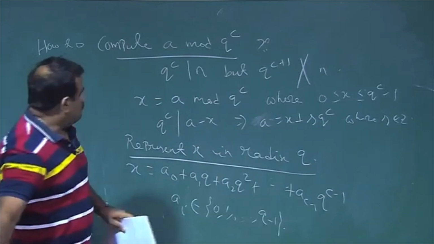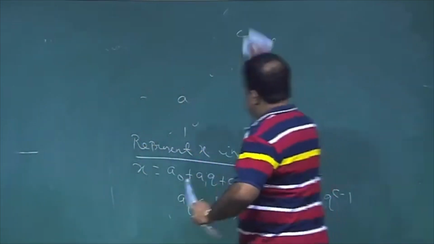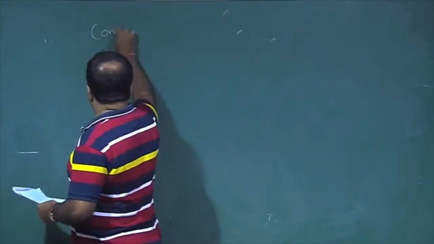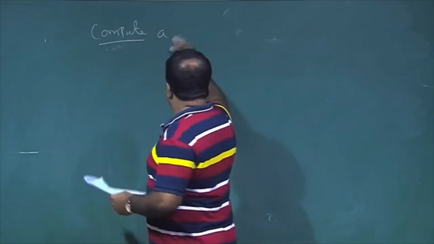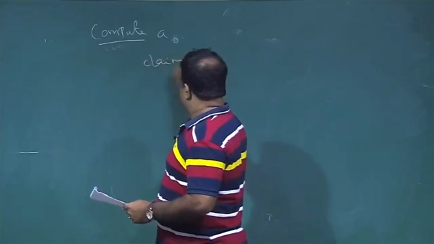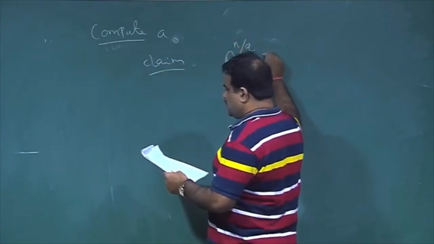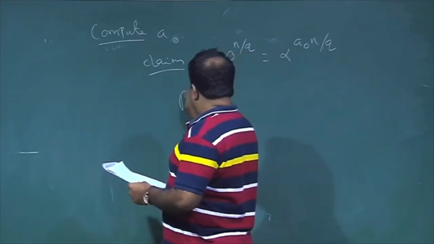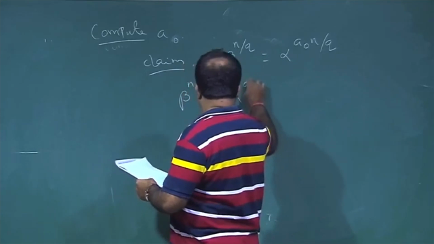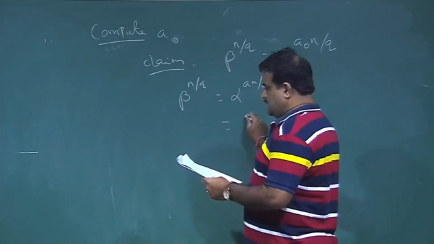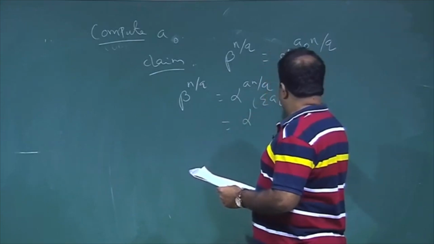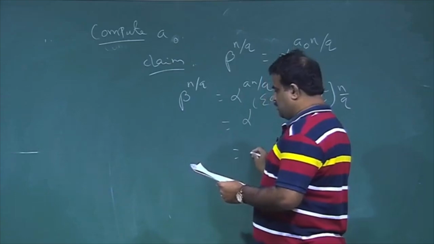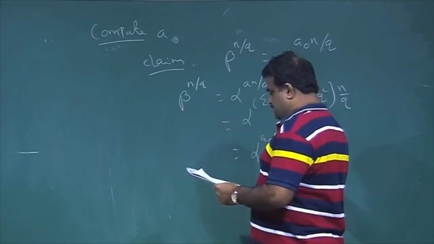To determine these a_i, we want to use a result. First of all, how to compute a0? To compute a0, we claim this result: beta to the power n by q is equal to alpha to the power a0 n by q. This can be easily verified. Beta to the power n by q is alpha to the power a n by q, which is alpha to the power of the summation of a_i q to the power i plus s q to the power c, times n by q. All the other terms will vanish mod n, so we are left with only a0 n by q.